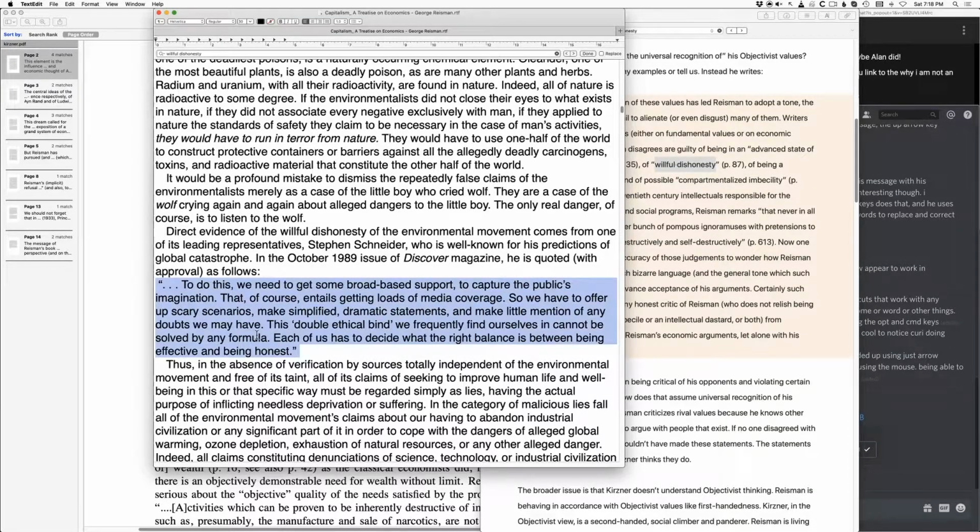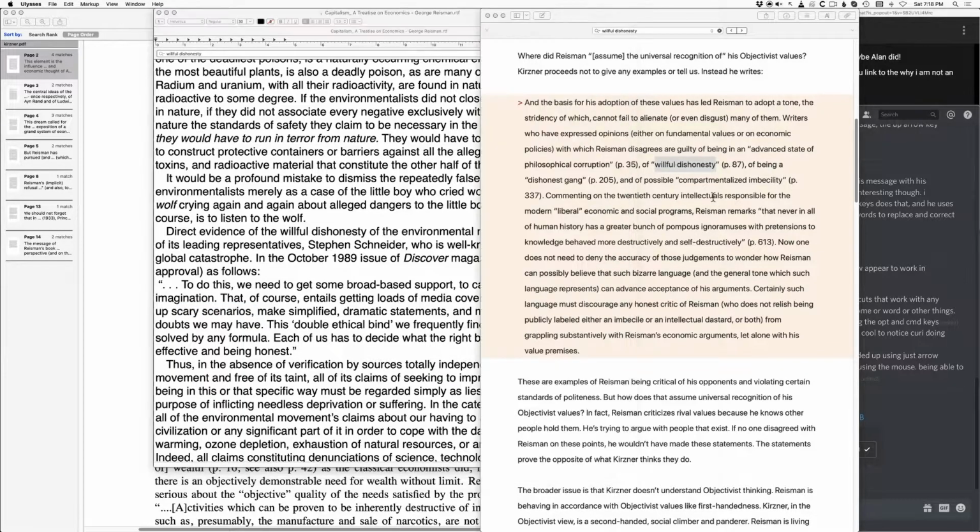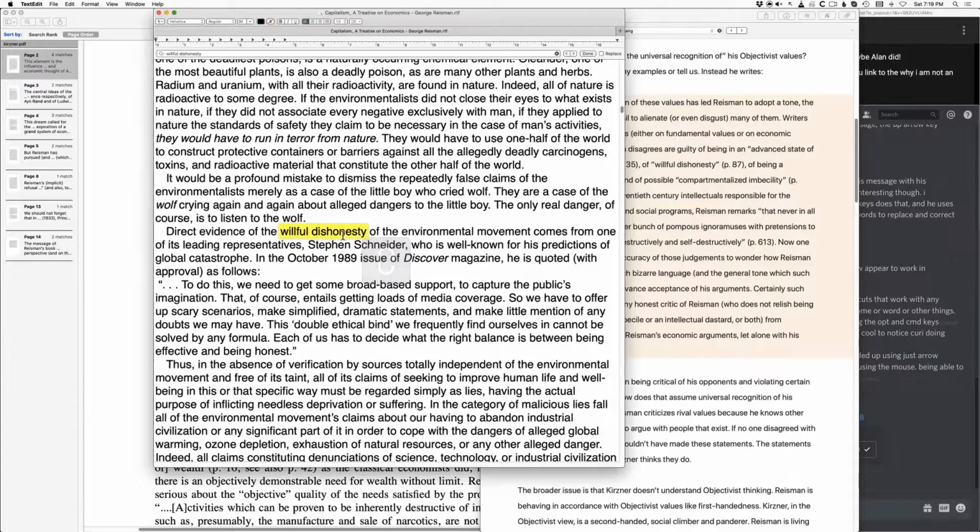So he's openly admitting that he thinks there's a balance between being effective and honest, and he thinks dishonesty is effective, and he advocates some extent of partial dishonesty, which you can see in the previous sentence as well: make little mention of any doubts we may have while offering scary simplified scenarios and dramatic statements. So that's completely reasonable. All right, let's see what the dishonest gang is like.